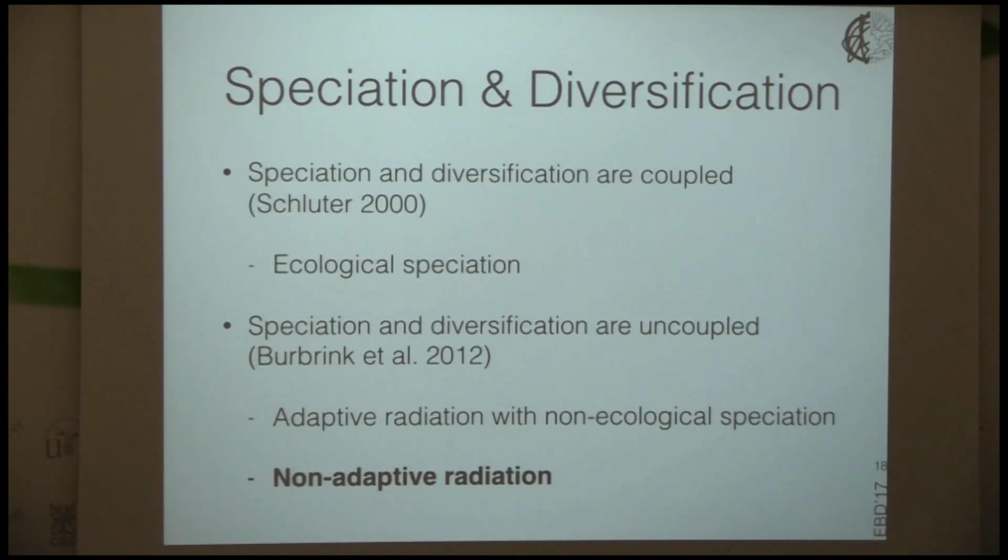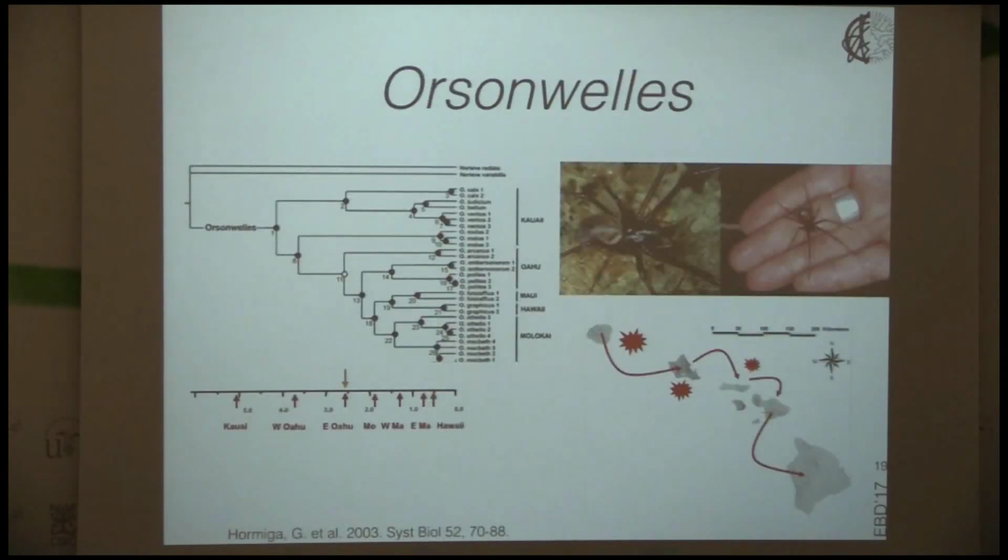Okay, and I'm going to give you some examples, for example, of a case of non-adaptive radiation. A very nice case. That's pretty old already. But I give that example. It's work I did when I was a postdoc in Hawaii a long time ago. But this actually has been shown in some evolutionary textbooks as a textbook example of a non-adaptive radiation. So that's why I'm giving this example. So this is the genus Orsonwelles, and this is an endemic genus from Hawaii. It's a genus that was described by my colleague Gustavo Hormiga.